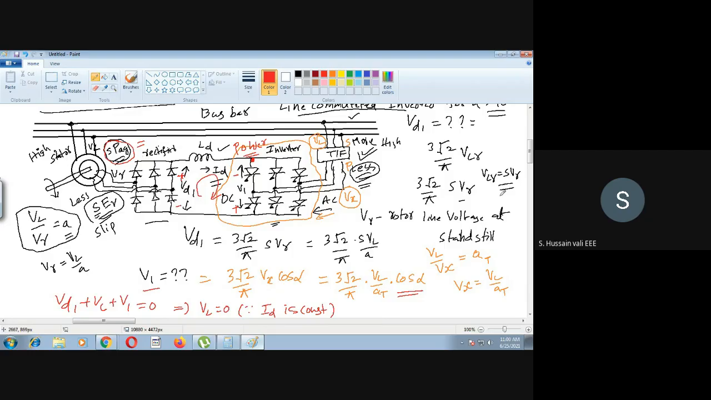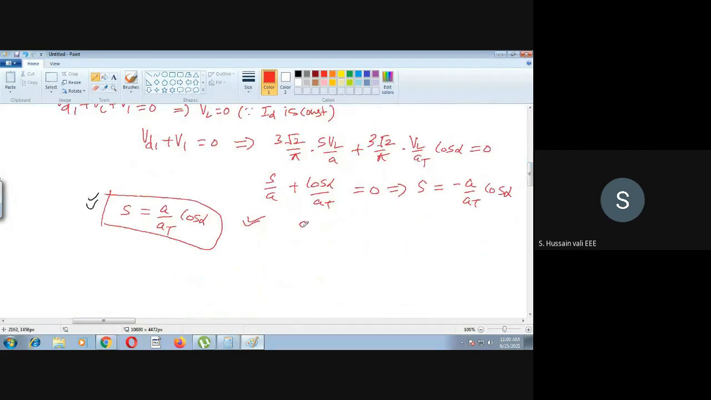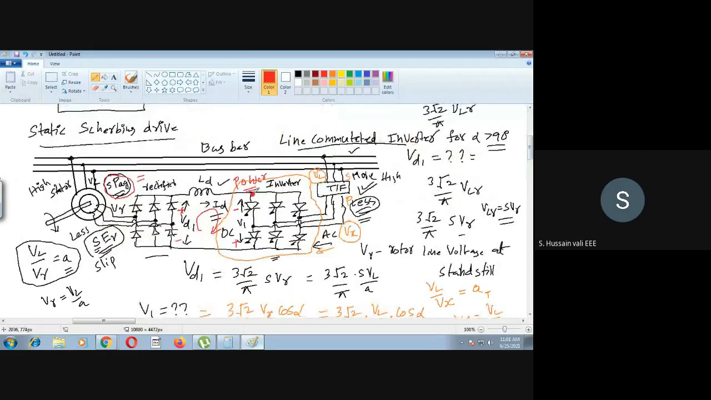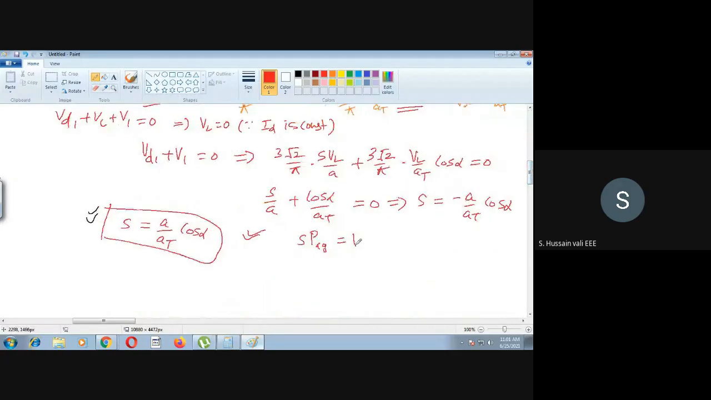So I will write this thing here: the slip power is equal to, what is the power at this point? The power at this point is the voltage into current. What is the voltage? V1. What is the current? ID. So V1 ID. From this we can simplify.